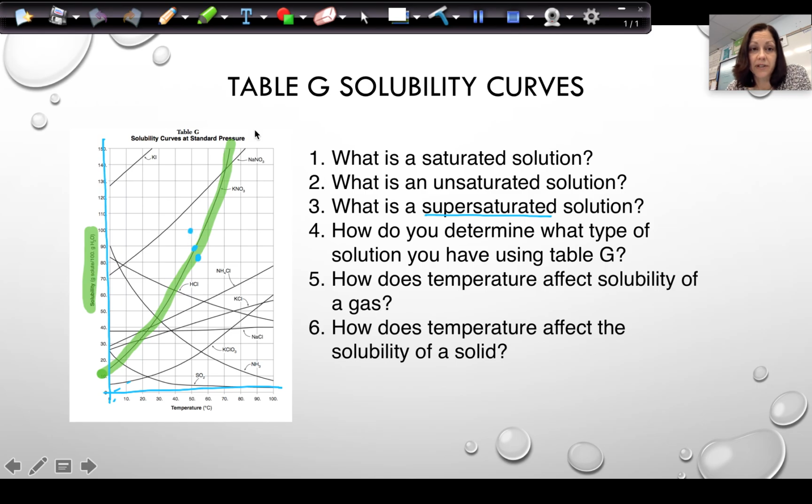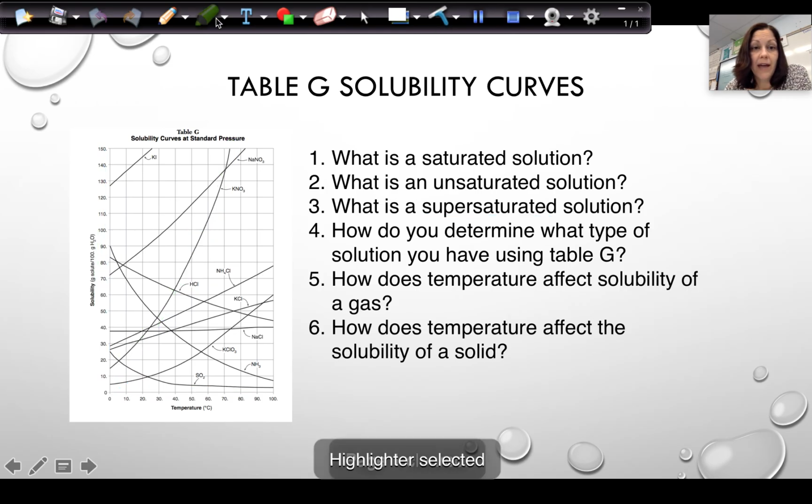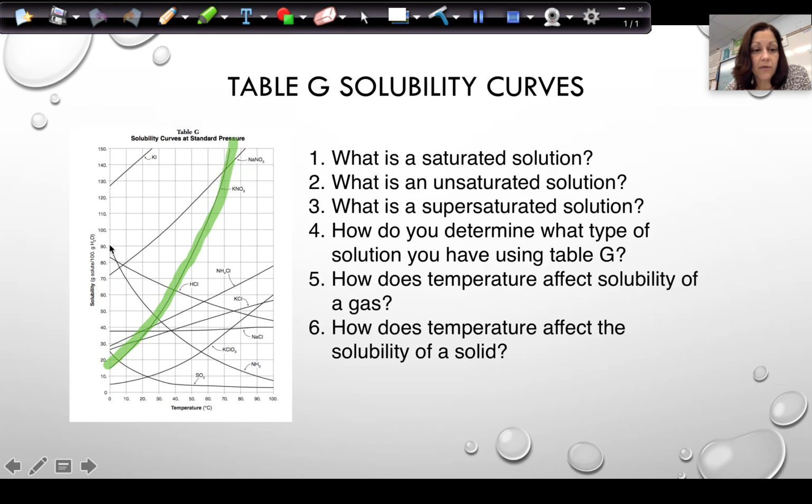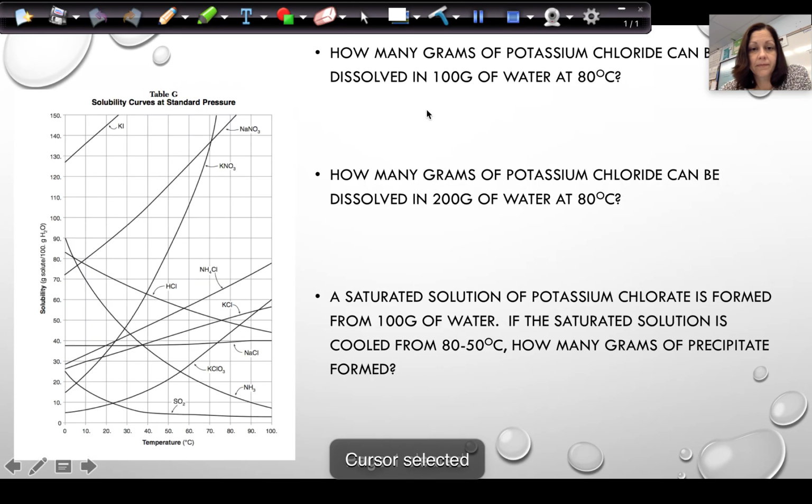We have mostly solids on this chart, and solids are the ones that increase in solubility as we increase the temperature. And for our gases, those are the ones that get less soluble as we increase the temperature. So anything that goes in an upward slope is a solid. Anything that goes in a downward slope on this chart is a gas.